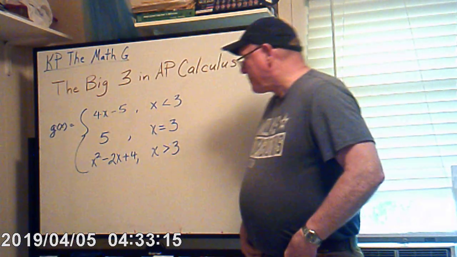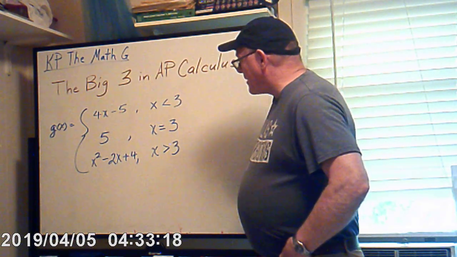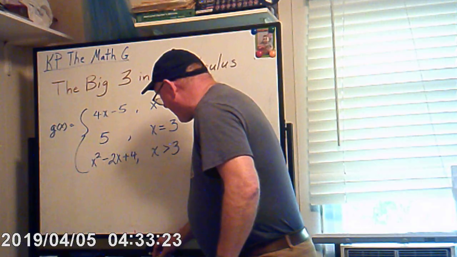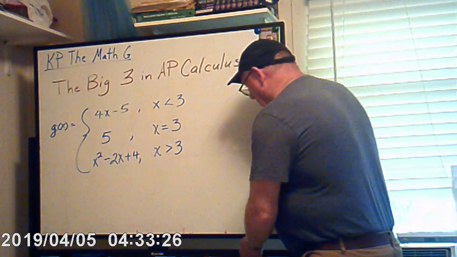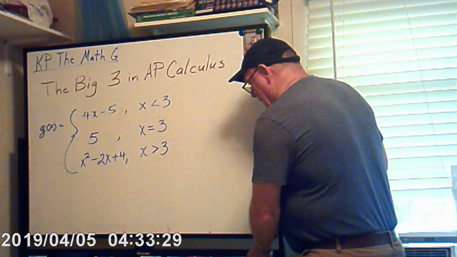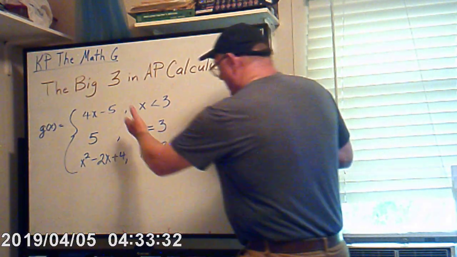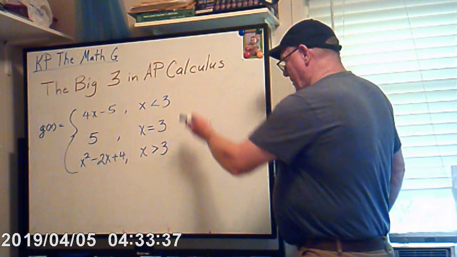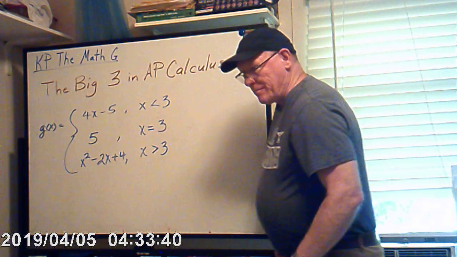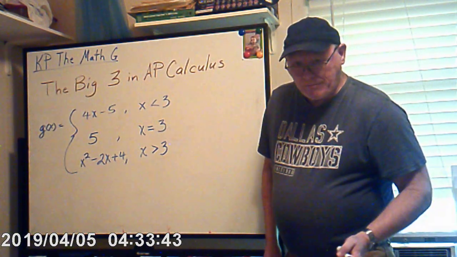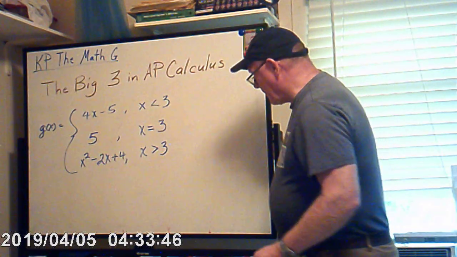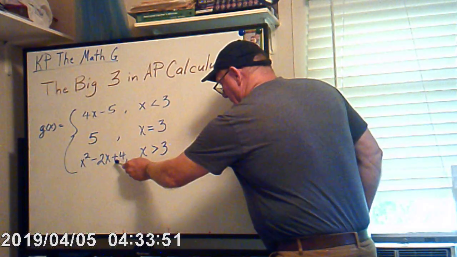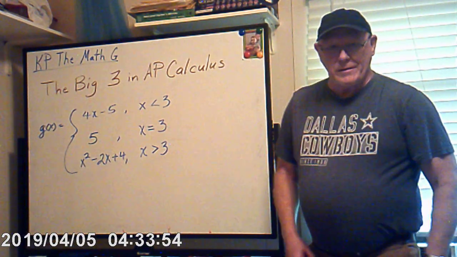I have a problem up here, and it is a piecewise function, and what we want to look at is, and I erased it, but we want to see if g is continuous. Alright, so g, I know it has three pieces, doesn't it? But you can do that on a piecewise function. Okay? This is linear, this is a constant, and this is a parabola.